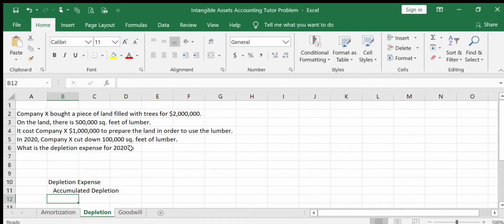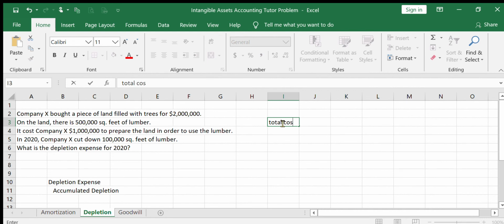Alright, so as I mentioned, depletion is pretty much the same thing as depreciation, except we're talking about natural resources. In this case, we're talking about trees and the lumber that they can provide. So the first thing that we need to do is figure out how much it costs us to not only buy the land, but also to prepare it so that we could use what is on the land. So if we're looking at the total cost, we have to add up not only the cost of purchase, but also the cost to prepare.